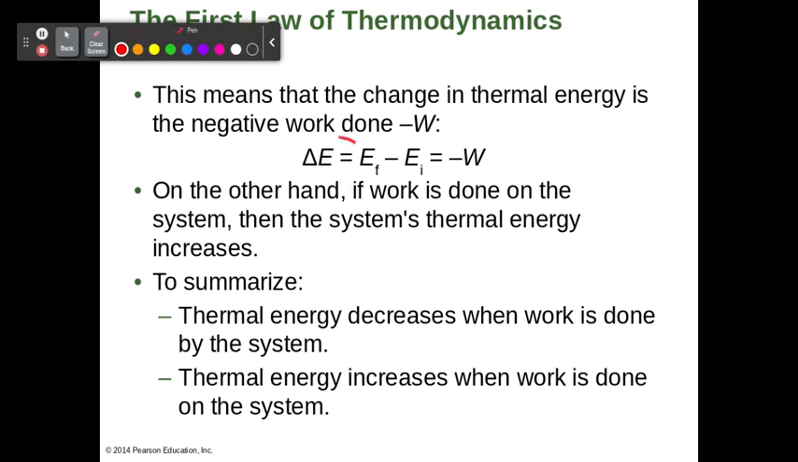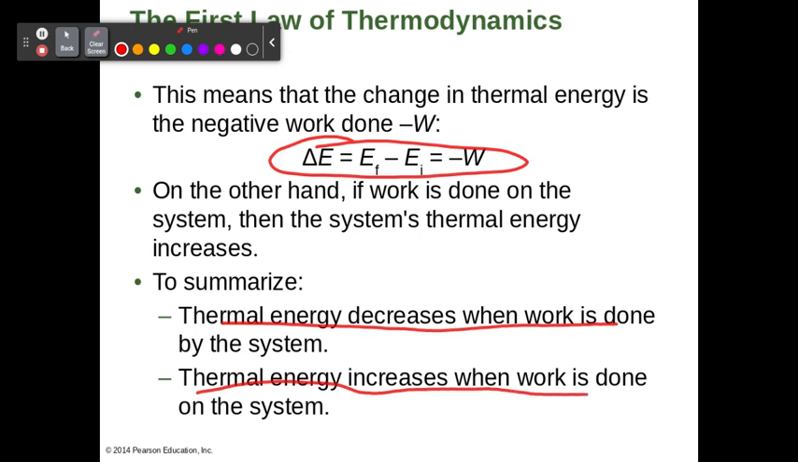Okay, so you want to make sure you write down these equations that we've just had for energy, thermal energy, and work. So thermal energy decreases the work done by a system. Thermal energy increases the work done on the system. And there are your key words. Thermal energy can decrease the work done by the system, and it increases the work done on the system.